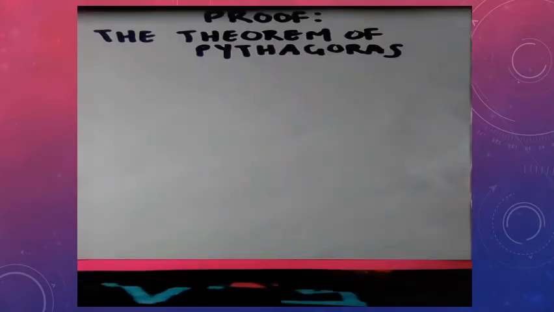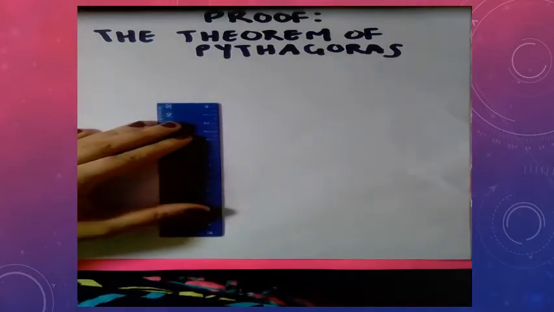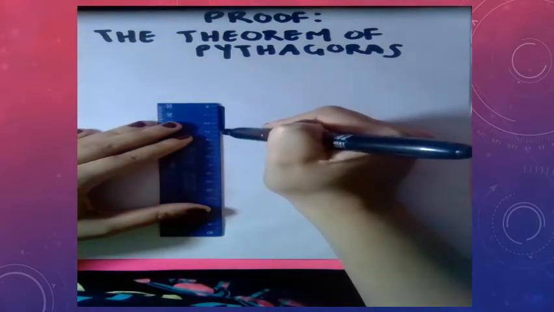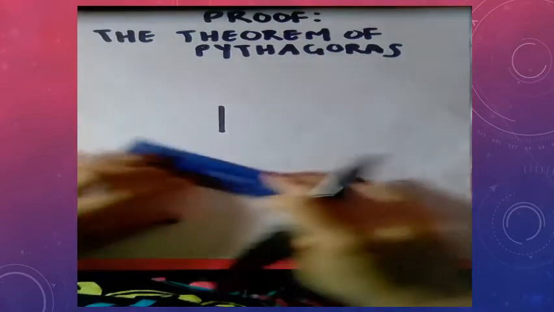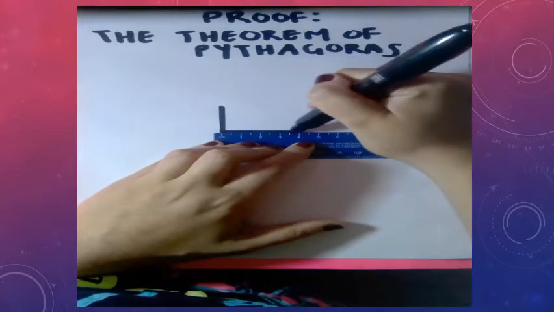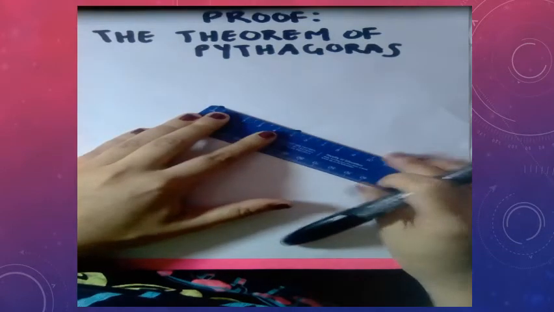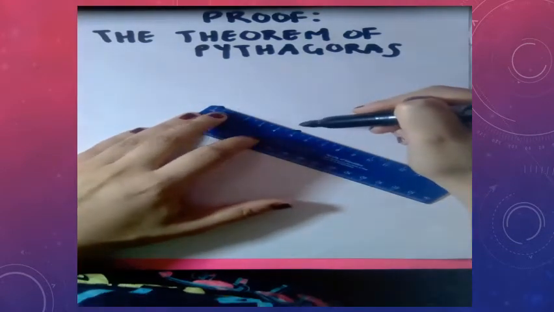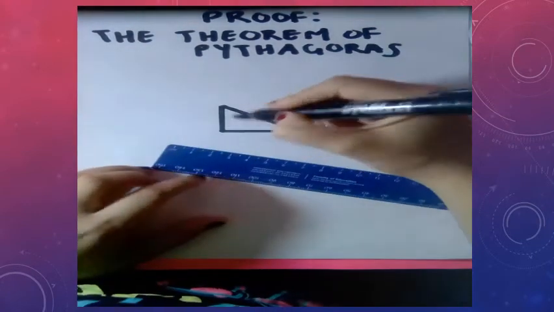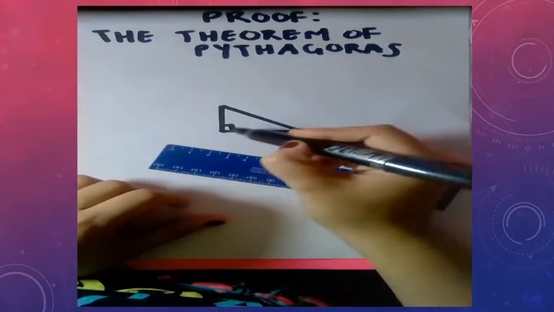Let's look at the proof of the theorem of Pythagoras. Now what I'll be doing is drawing a triangle with its height being 3 centimeters, its base 4 centimeters, and the hypotenuse here is 5 centimeters. And this is called a right-angled triangle, which means that that corner is 90 degrees.